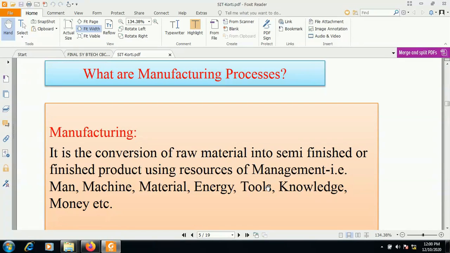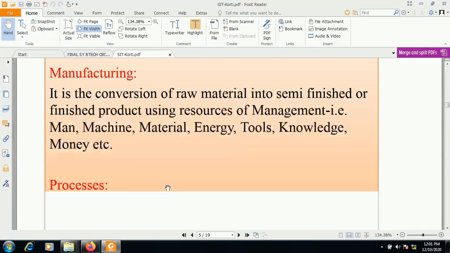Now by using various resources of the management, that is man, machine, material, money, energy, tools, knowledge, we have to convert the raw material into semi-finished or finished product, and that conversion of raw material into finished or semi-finished product is called manufacturing.